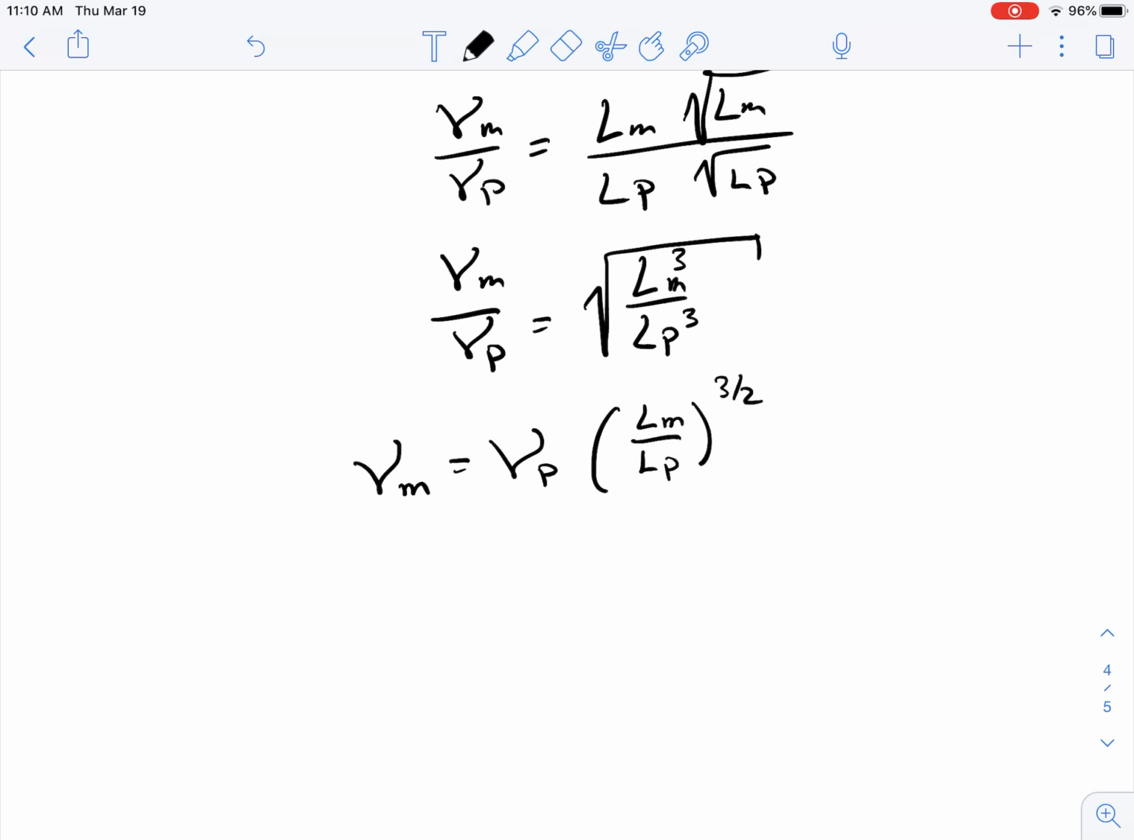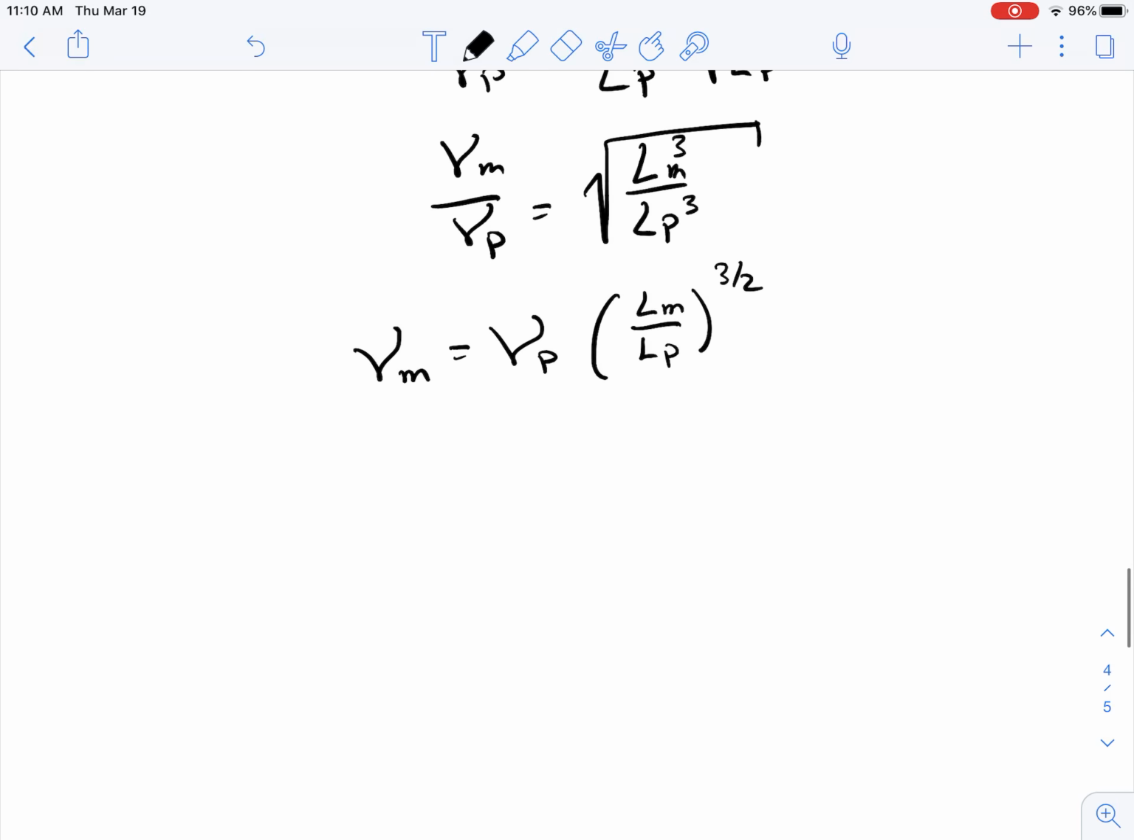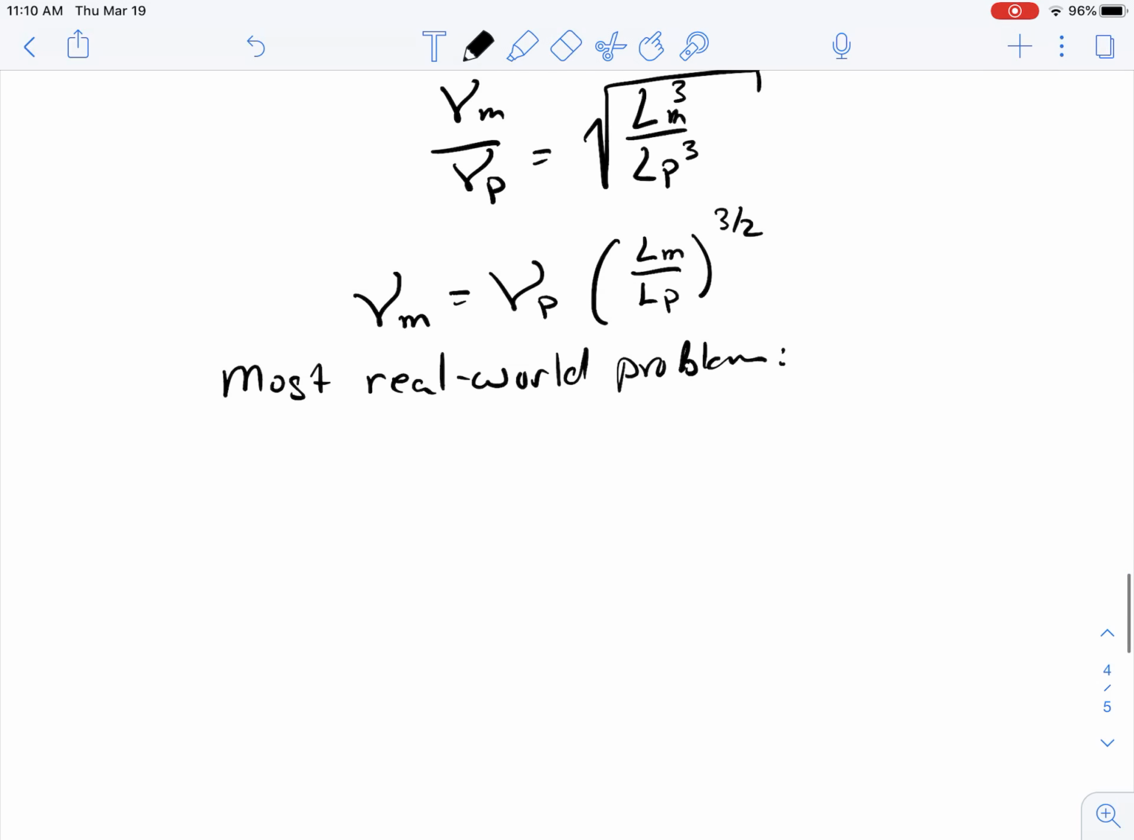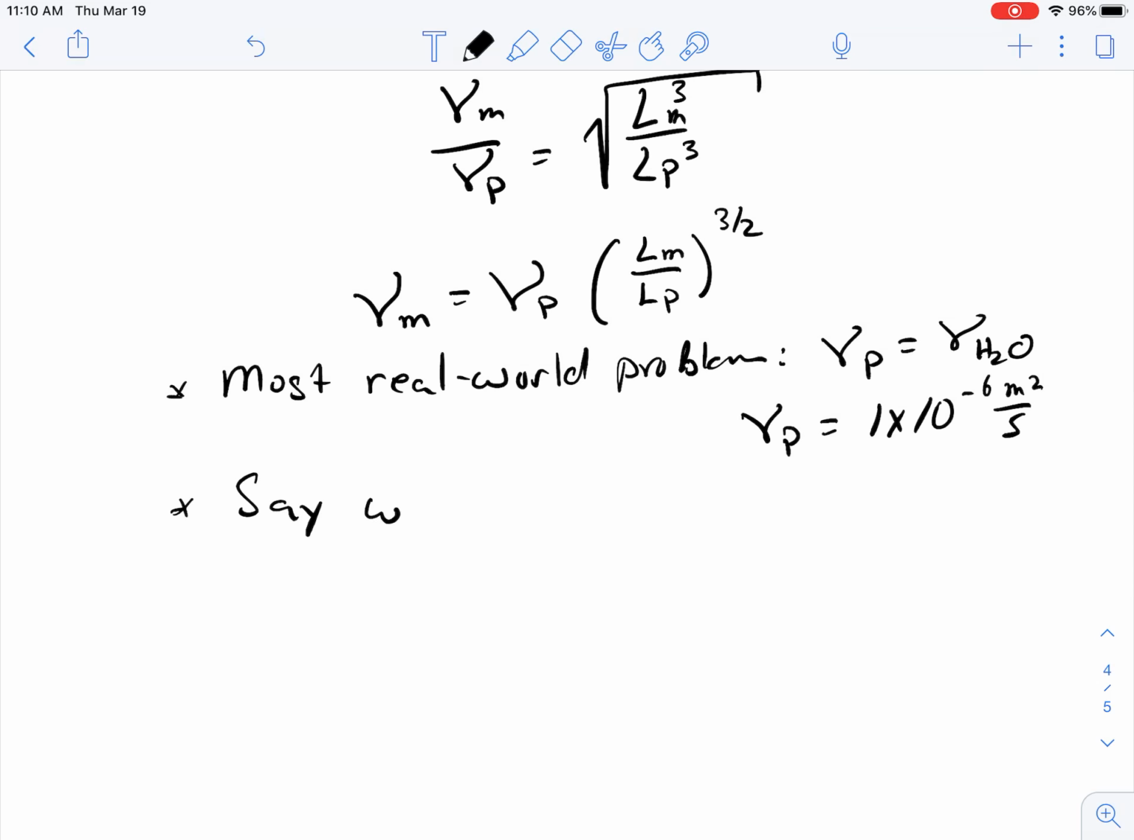All right, so what does that mean? This is the viscosity that I need to use in the model. Most real world problems will have the viscosity for this kind of thing equal to the viscosity of water. That means the viscosity is going to be about 1 times 10 to the negative 6th meters squared per second. And say, for example, that we have a 1/10 scale model.